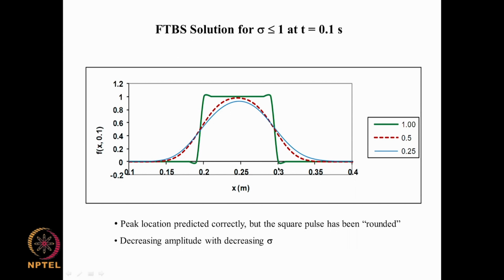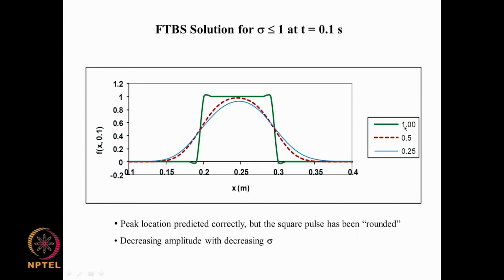So, this is the solution that we are getting from FTBS at a time of 0.1 seconds, and we have 3 different solutions here for 3 different Courant numbers. When we say 3 different Courant numbers, the Courant number is A delta t by delta x, where A is fixed as 1 meter per second and delta x is fixed as 0.01 meters. So, delta t is given by the Courant number.